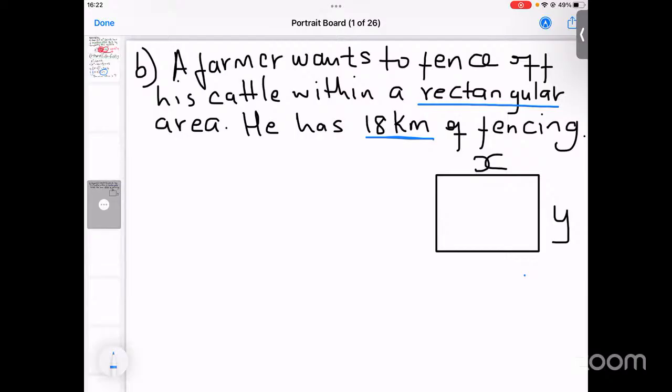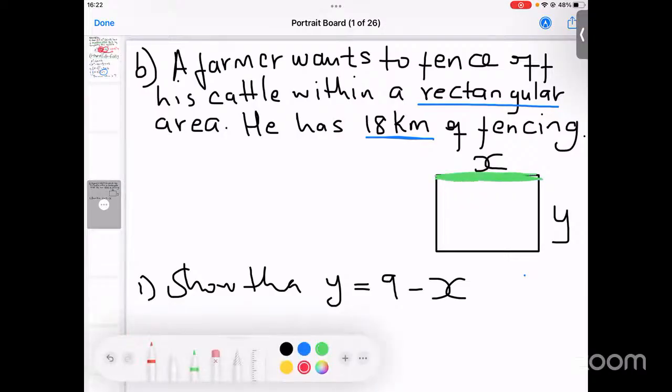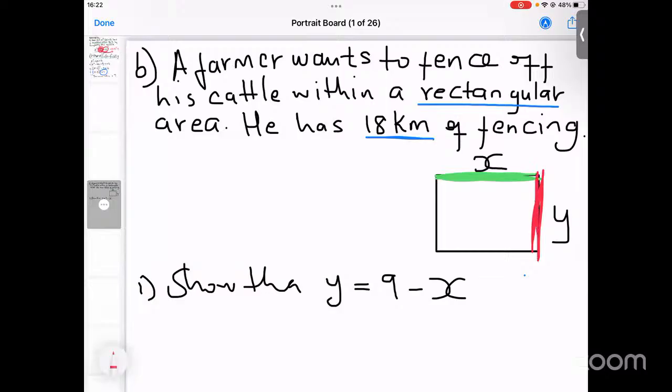So now, number one, it is a question whereby they say, show that y is equal to 9 minus x. Remember, it is a rectangular shape that you want to form. So that means one side is being referred to as x, and the other side is being referred to as y. At the end of the day, we want that shape to be a rectangle.